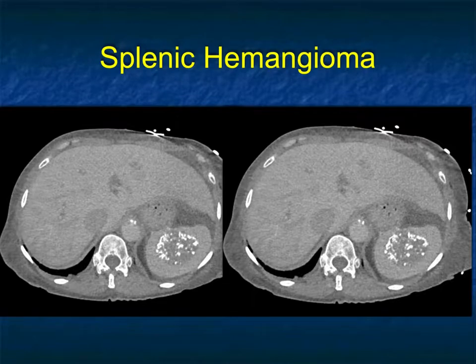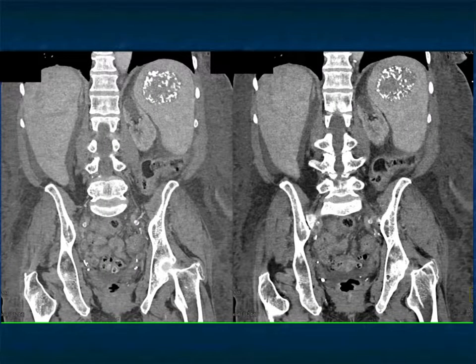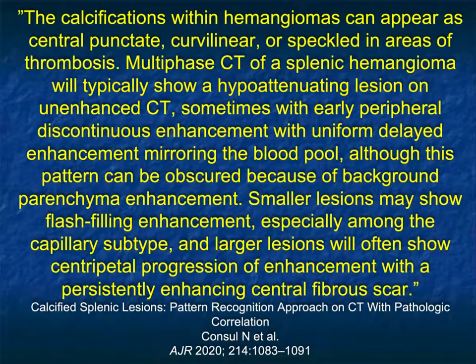Here's another hemangioma. Hemangiomas can calcify. They can get punctate calcification, as in this case. That's a good differential diagnosis point, but I will tell you the number of splenic hemangiomas with this spotty calcification is pretty infrequent. But if you see this appearance, you can make a home run diagnosis. Calcifications with hemangiomas can appear as central punctate or curvilinear or speckled in areas of thrombosis.